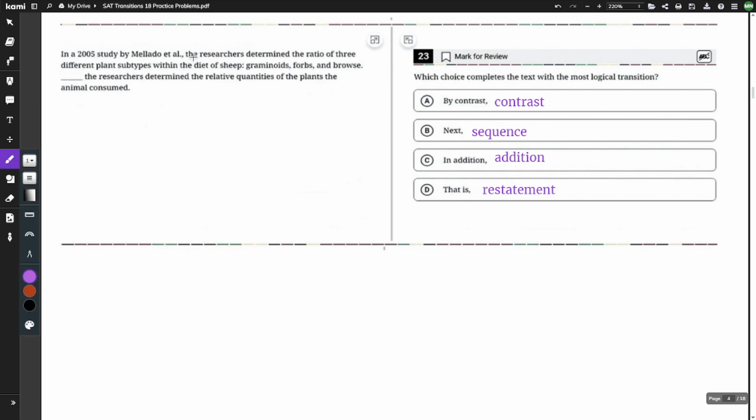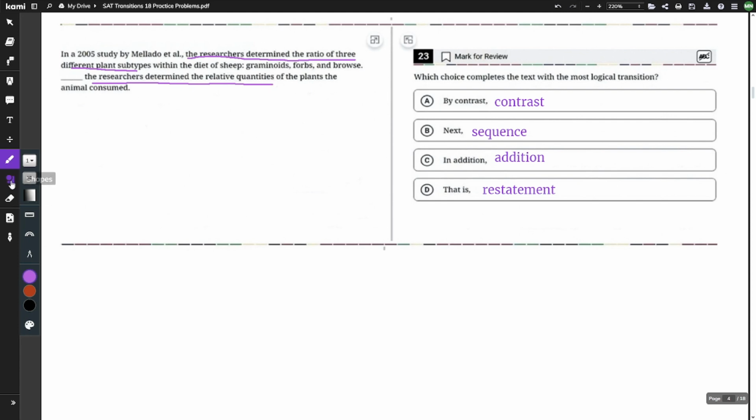So, it says 2 things here. The researchers determined the ratio of 3 different plant subtypes, and then it says the researchers determined the relative quantities of the plants the animal consumed. So, if you look at this, the researchers determined the ratio, the relative quantities. These 2 things are basically the exact same thing. They're just saying the same thing twice.